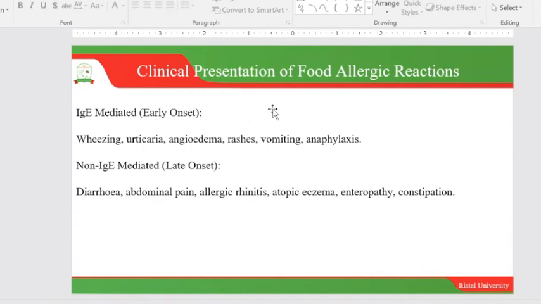But for the non-immunoglobulin E mediated, we are looking at diarrhea, pain, allergic rhinitis, atopic eczema, enteropathy, and constipation. Really, for those that are non-immunoglobulin E mediated, the signs or the adverse effects are not really as life-threatening compared to the ones that are IgE mediated. Okay, so also we have some respiratory symptoms of allergic reaction. You could talk about the sneezing, the coughing, the shortness of breath, and etc. When we talk of anaphylaxis, you are looking at swallowing difficulty, and etc. All these some could be life-threatening, really.